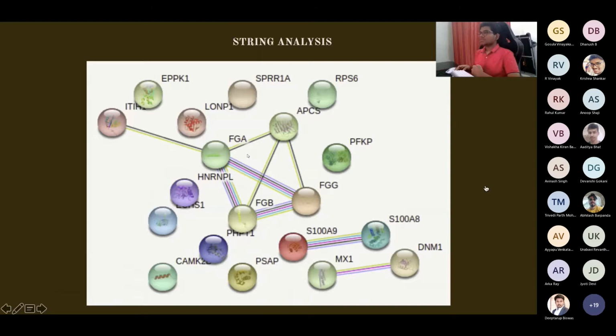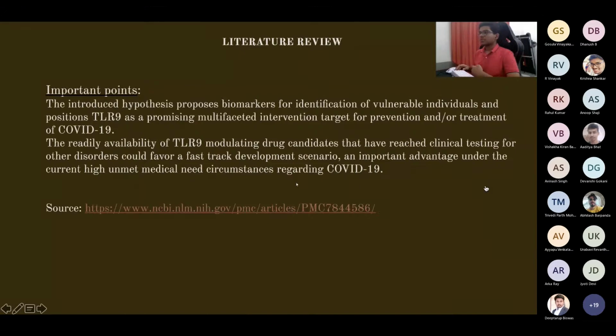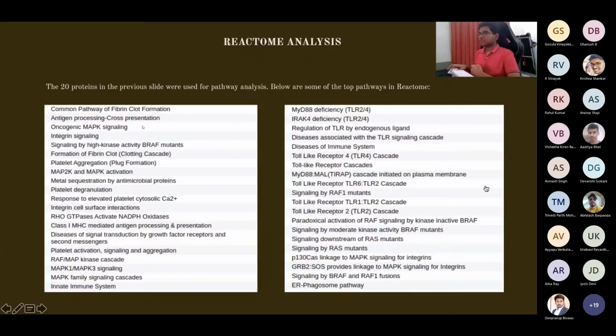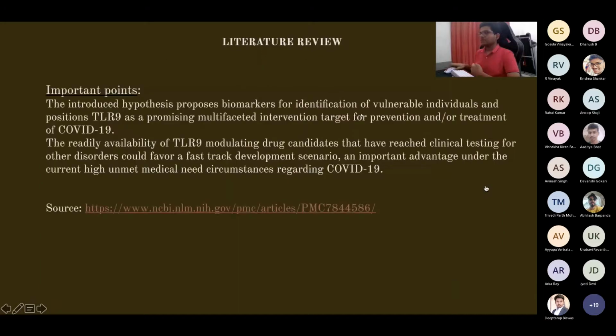And I gave it to STRING to analyze the correlations. So we can observe that there are three clusters. Going to the literature, we noticed TLR over here. So the TLR was present over here, and I was able to find a paper correlating both of them.